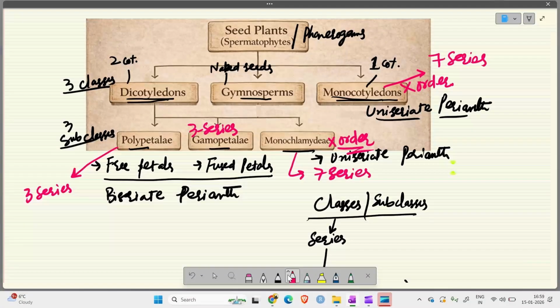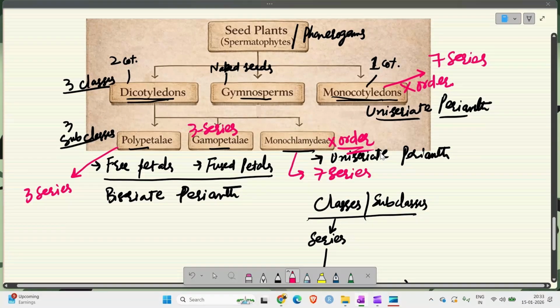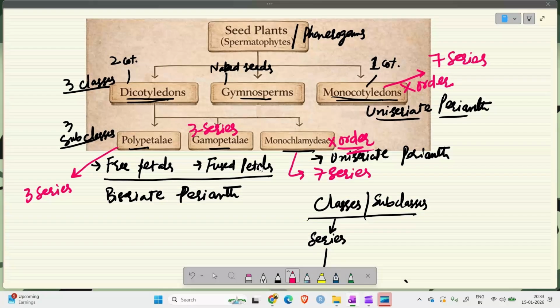What is important is you need to remember this classification up to class and subclass level, and how many series are present in these classes and subclasses. And one of the important things about this classification is that it was not affected by the idea of evolution too much, because these two authors had described all the families and placed them in correct groupings. So this was about the classification system of Bentham and Hooker.